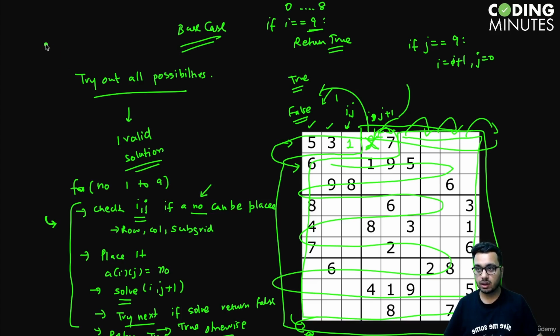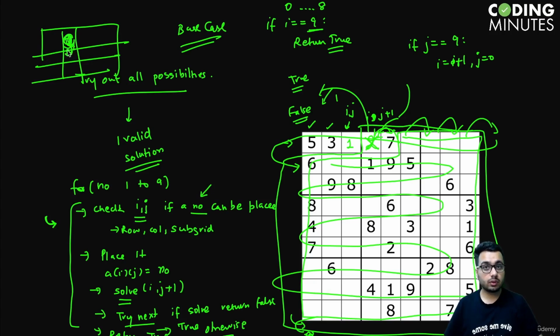Okay, let me just draw at this particular cell. You said, okay, let me put 1 here, it doesn't work. Let me put 2 here, doesn't work. Let me put 3, doesn't work. 4, 5, 6, 7, 8, 9, it doesn't work. Then what? Okay, so you have tried all the numbers here. Now what do you need to do? You need to go back and change some other cell.